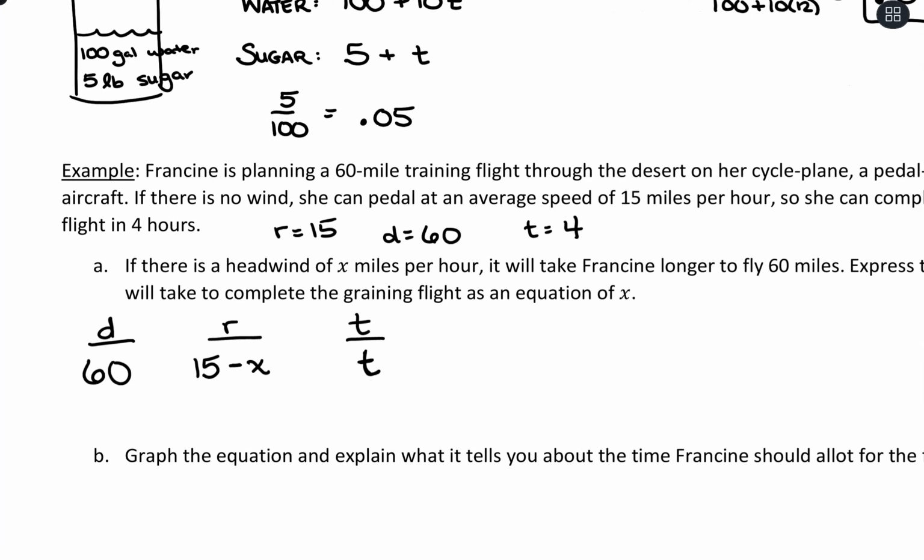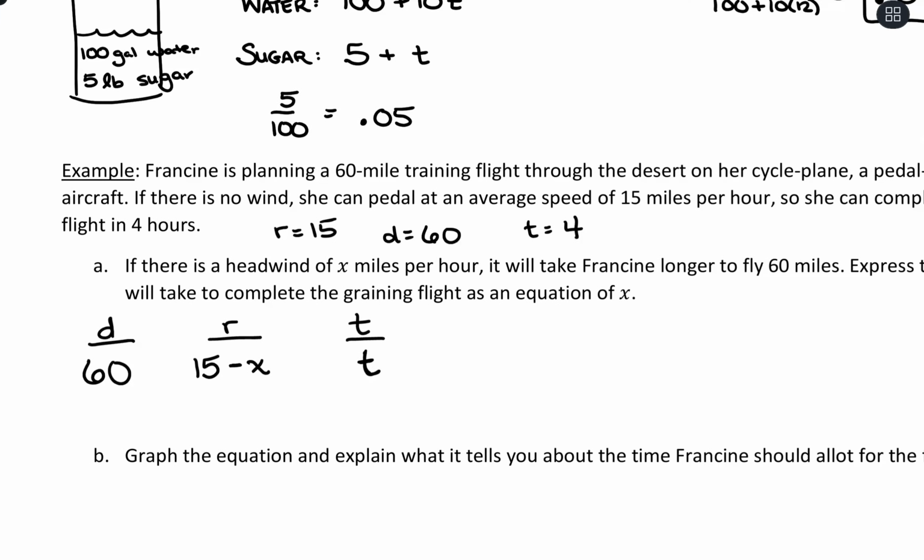So express the time it will take to complete the flight as an equation of X. So what we're going to do is express this in terms of time. So if distance is equal to rate times time, that means time is going to be equal to distance divided by rate. So for us, time is equal to 60 divided by 15 minus X.